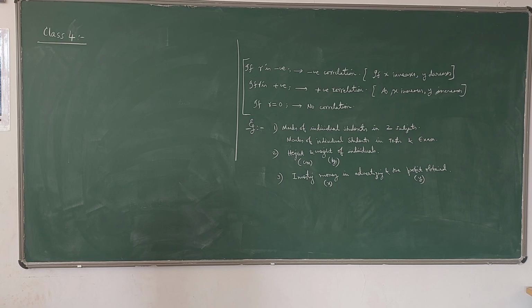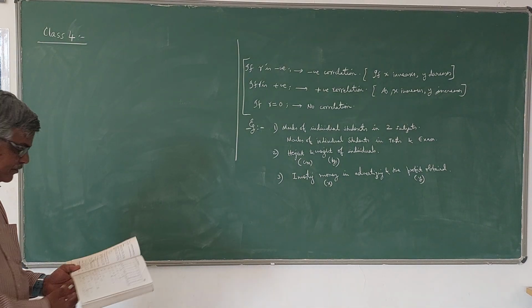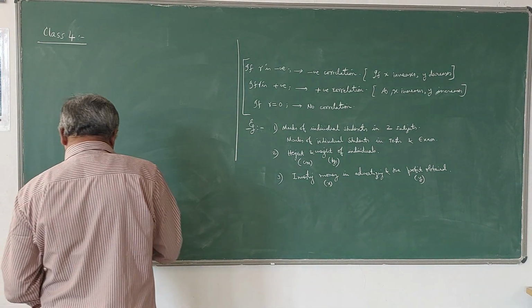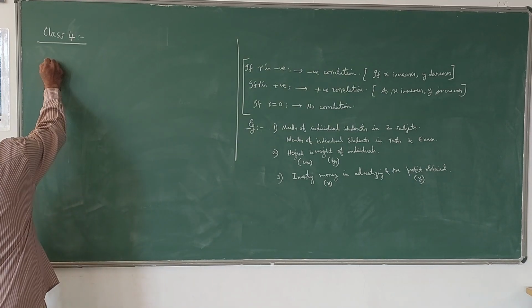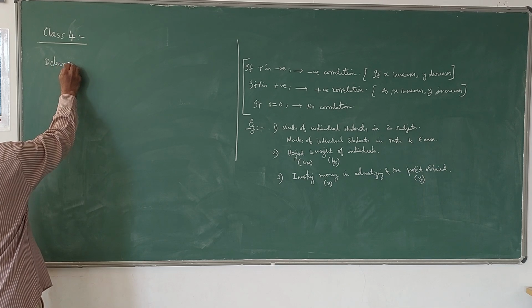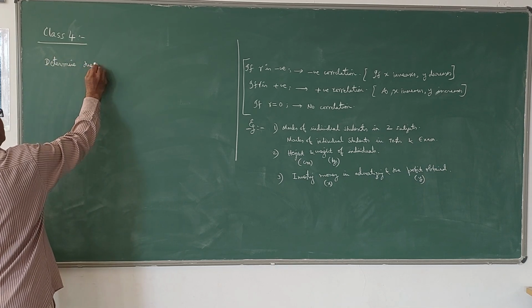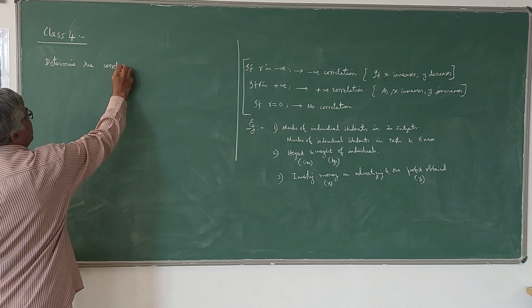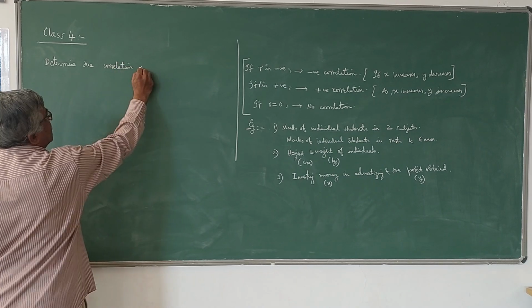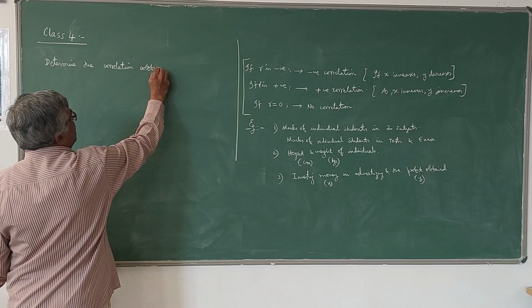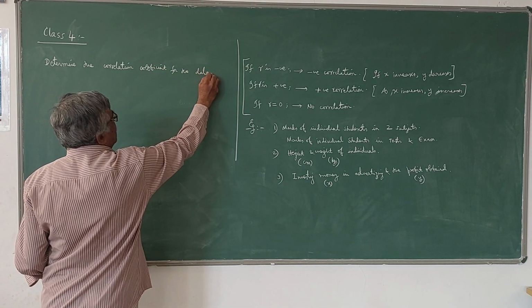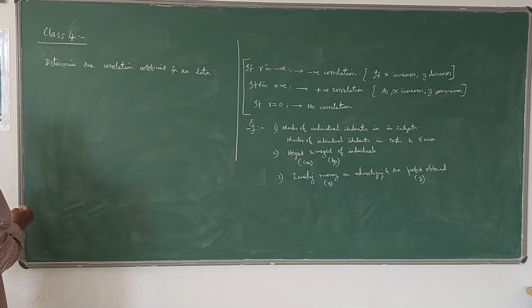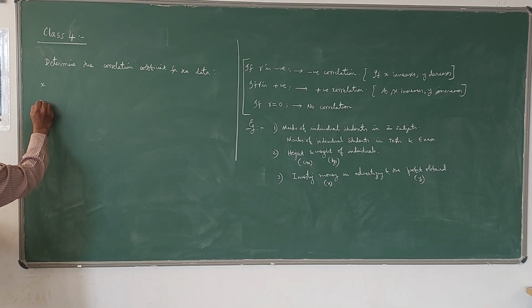So the set of data is given like this. Determine the coefficient of correlation, or correlation coefficient, Pearson's correlation coefficient, for the data given. For the following, okay? X and Y values are given.